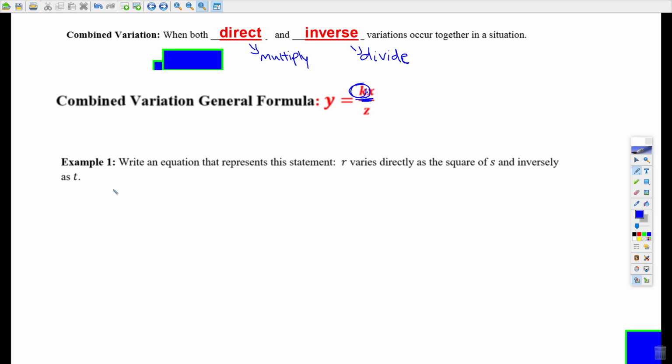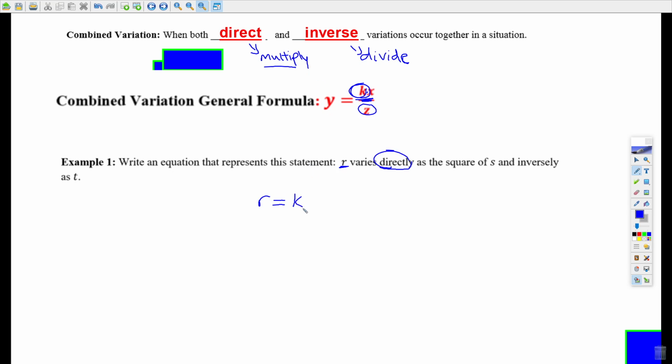So really this one can have all kinds of different answers, but we're just going to have multiple variables on top and on the bottom. It just depends what it says. So let's try one. Write an equation that represents the statement. All right, so R varies directly. So I'm going to start with the letter R. That's the first letter, so it comes first. R equals. Directly means we're going to do multiplication.